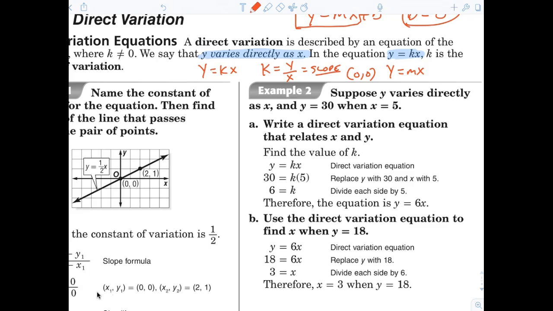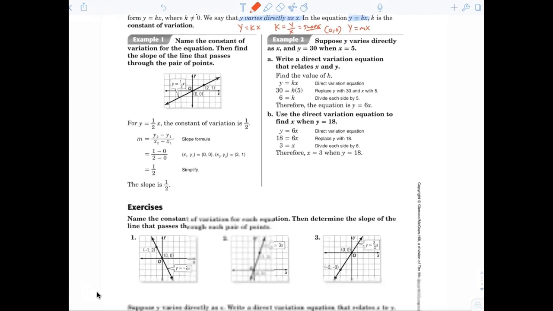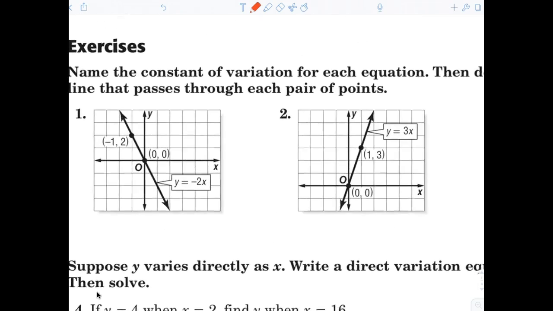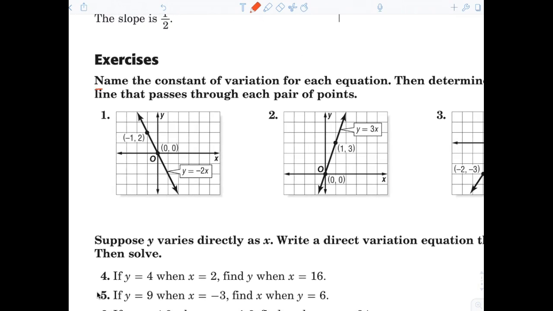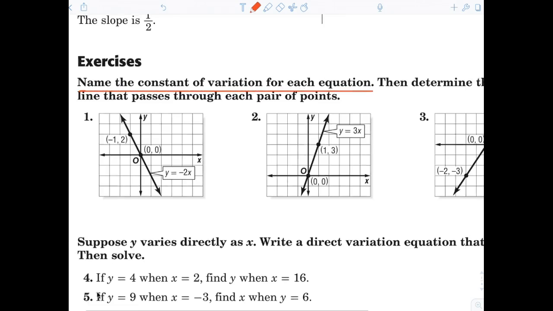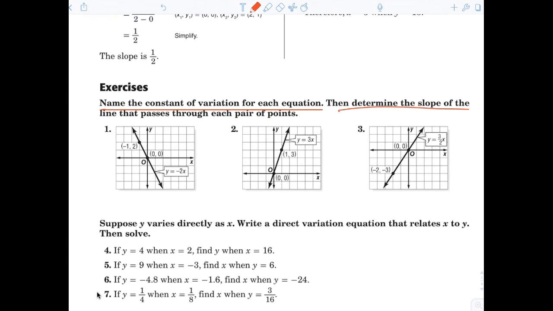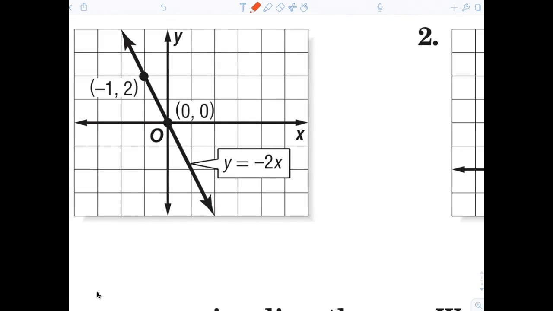All right? Now, what I want to do is I want to kind of jump down now. I want to skip their examples and jump right into it here. It says here, name the constant of variation for each equation. Then determine the slope of the line that passes through the pair of points. So here's what we're going to do. All right? What I want you to do now is pretend like we're where we were yesterday. All right? And I'm finding the slope from here to here.